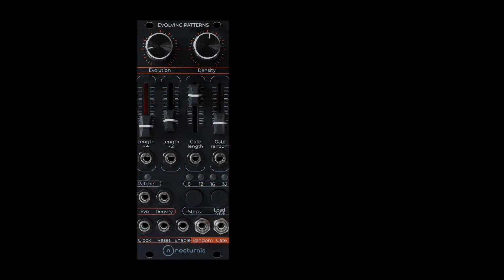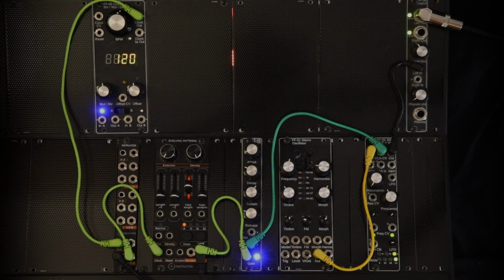In this video we will go over some of the basic functionality of our new module called Evolving Patterns. Here we have a basic patch with evolving patterns receiving a clock signal, and its gate output is controlling an ADSR envelope controlling the amplitude of an oscillator. We have set up evolving patterns, so we basically just get the clock signal at the output.